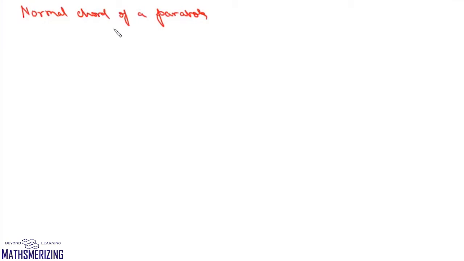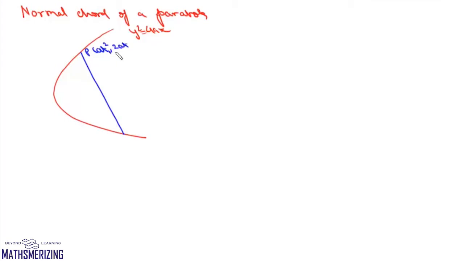If we have any parabola, say y² = 4ax, and if we draw a normal at any point P, suppose this P is (at1², 2at1). So we draw a normal at P which intersects this parabola again at point Q, which is (at2², 2at2). Then this chord PQ is called a normal chord of this parabola.